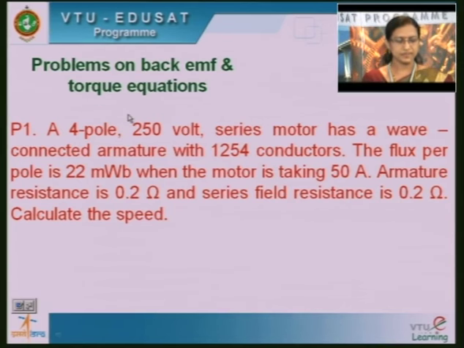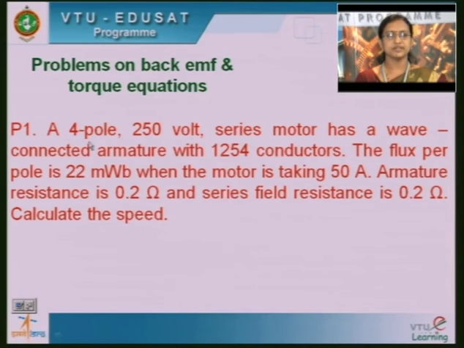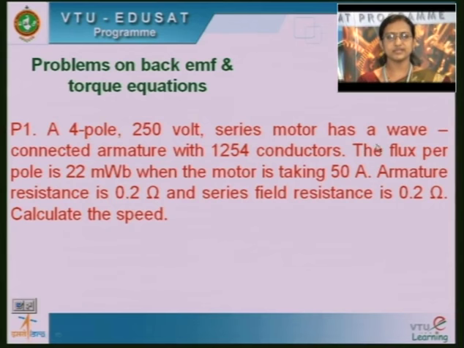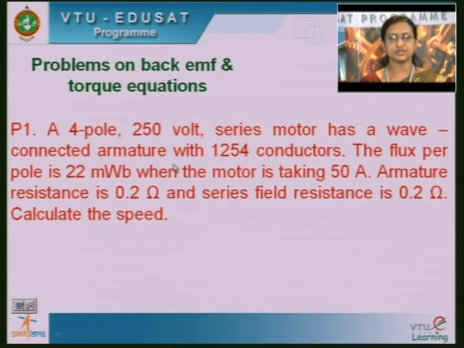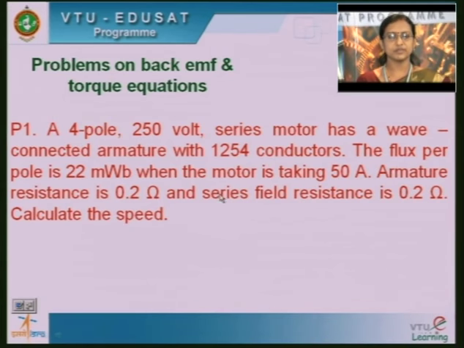torque equations. In the first problem, it is given that it is a 4-pole 250 volt series motor with a wave wound connected armature with 1254 conductors. The flux per pole given is 22 milliweber when the motor is taking 50 ampere. Armature resistance is 0.2 ohm and series resistance is 0.2 ohm. So, we have to calculate the speed of the armature.